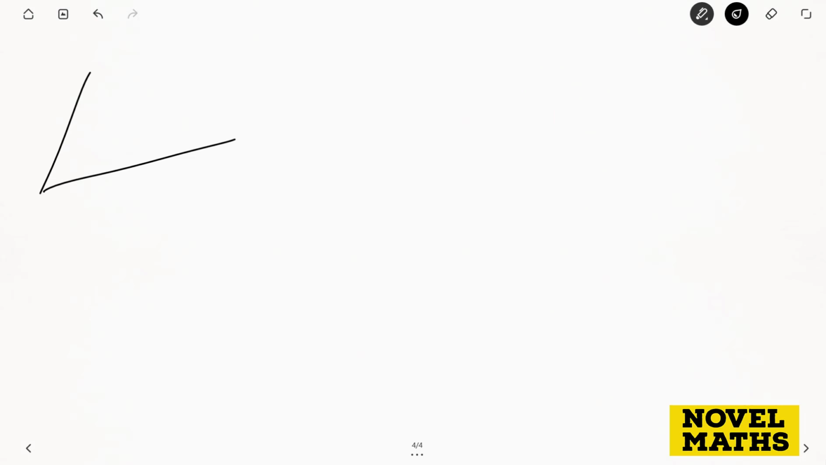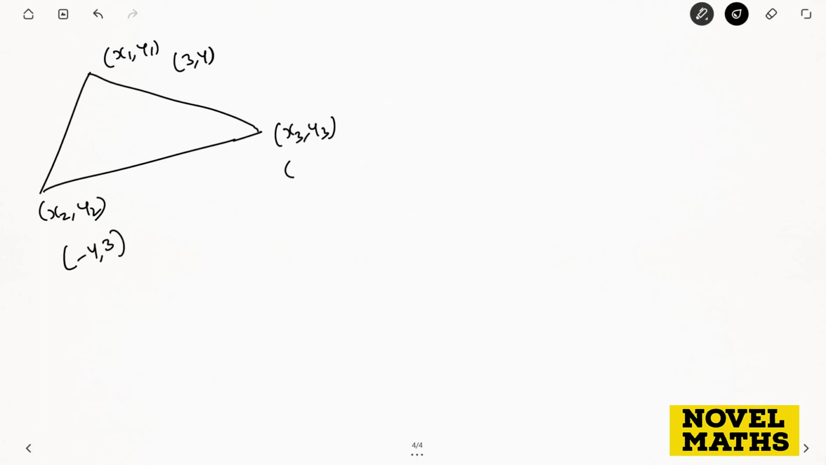Alright, so 3 coordinates are given, x1 y1 x2 y2 x3 y3, and the values are 3 4, -4 3, 8 and 6. What is the value of the area? 1/2 of the absolute value of x1 x2 x3, so 3 -4 8, then 4, 3, and 6, 1 1 1, and let's solve this.